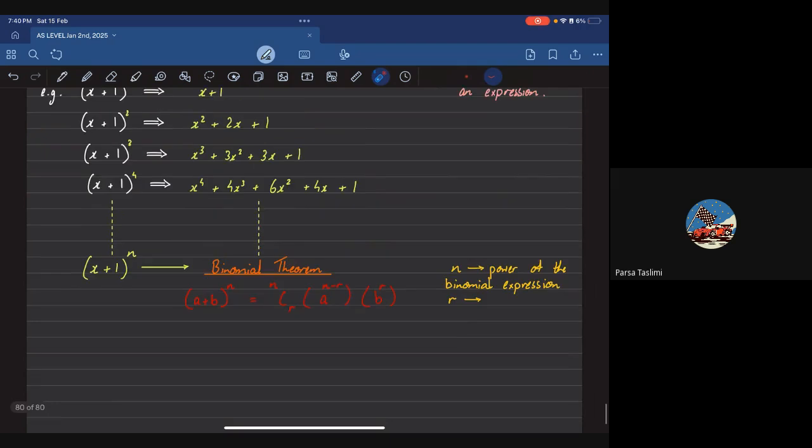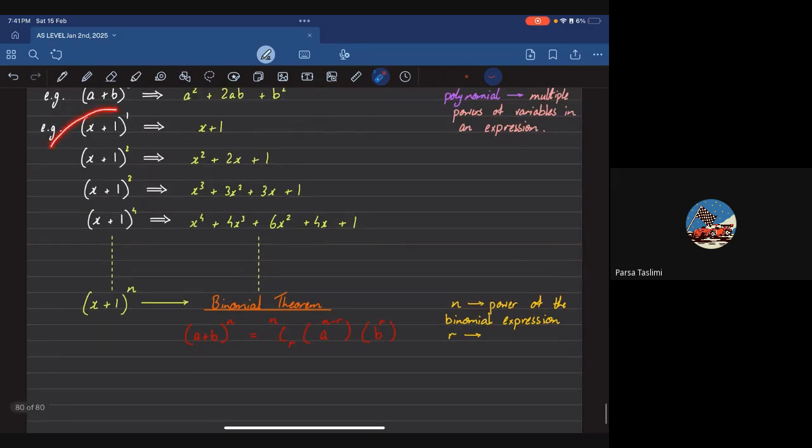For example, what power of x are you trying to look for? Because obviously, if it's a binomial expression in terms of a variable, then it is going to be expressed as a polynomial expression. And what is a polynomial expression? It contains multiple powers of that particular variable.